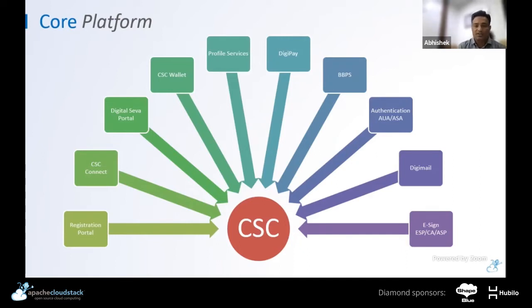The whole CSC system starts off with the registration application, which is the starting point for any individual to become part of the CSC network. That's the CSC registration system. We have a CSC Connect. That's another application.